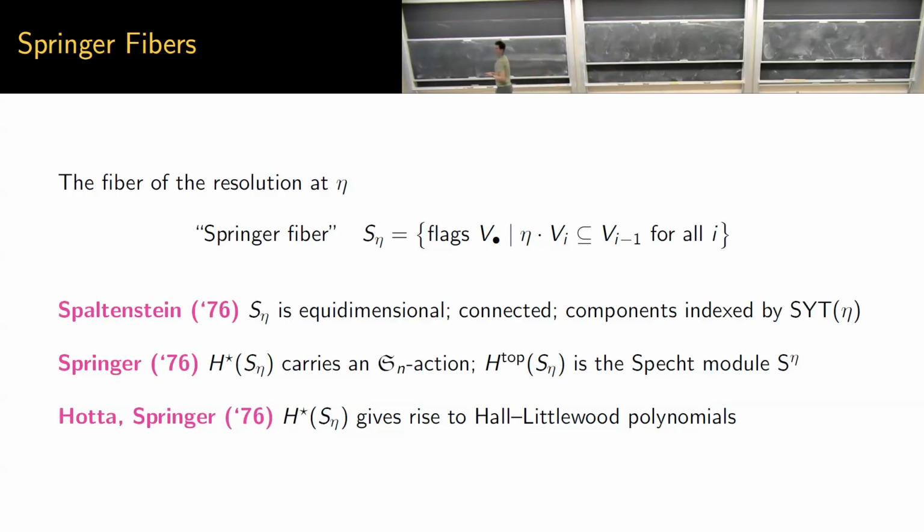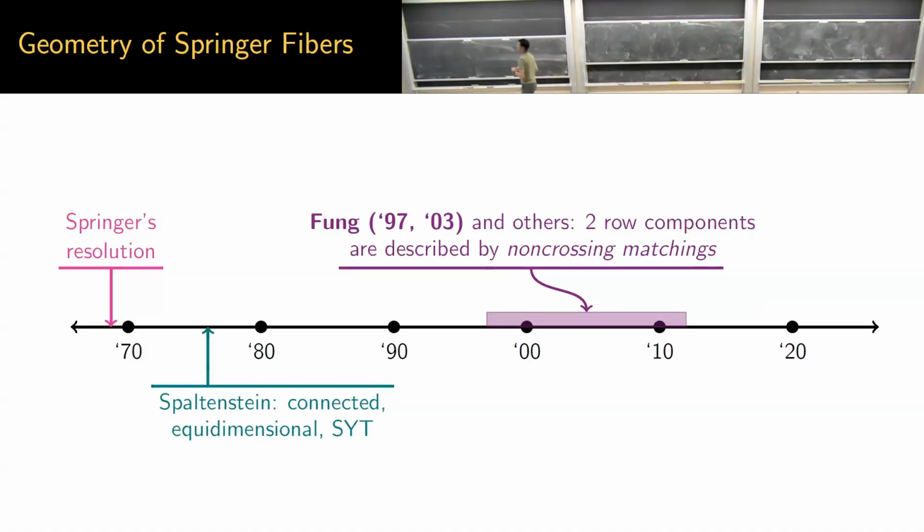But okay, despite all these nice applications, we have one overarching geometric theorem, and that is that these fibers are equidimensional, connected, and they have components indexed by standard Young tableaux. If we want to say anything more, we sort of have to specialize, even though we've been thinking about these for 50 years. So back in 1969, here's the resolution. Very quickly, we had this one overarching theorem. And it took a little while to understand the very special case of the two row Springer fibers.